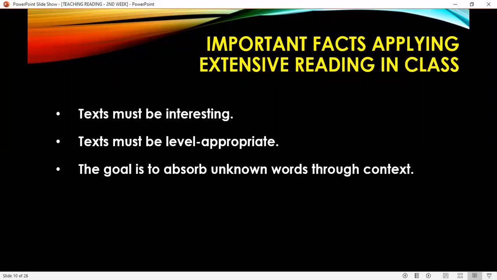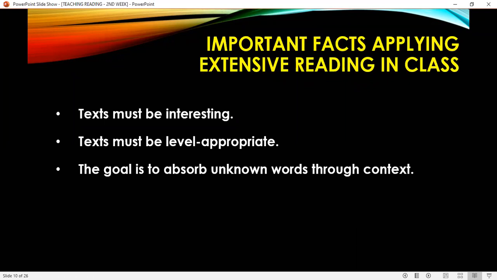The goal is to absorb unknown words through context. Remember, they are not going to look up the words in a dictionary. No dictionary. They are going to guess the meaning of the unknown words by the context. Try to encourage this. If you apply this kind of reading, you have to tell your students, don't use translators. Don't use dictionaries. Try to guess the meaning of words by the context, all right? So this is something important in extensive reading.